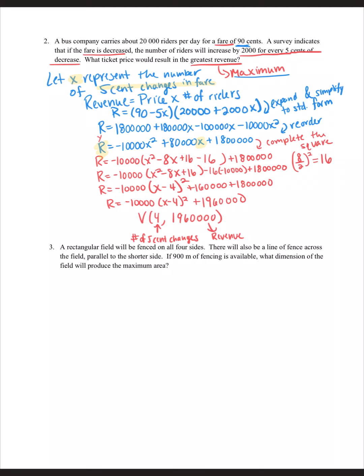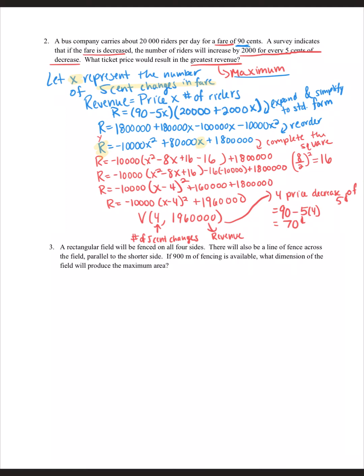So looking at that, we can see that there's going to be 4 5-cent changes. If we wanted to figure out what the change in price is going to be, we're going to have 4 price decreases of 5 cents. So our price is going to be, the original was 90, but we're going to subtract from that 5 times 4. So that's 20 cents. So the new price is going to be 70 cents.